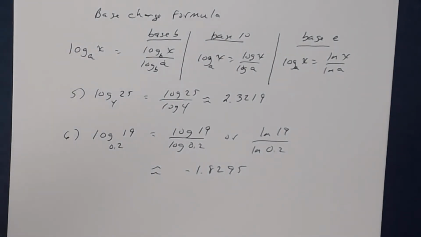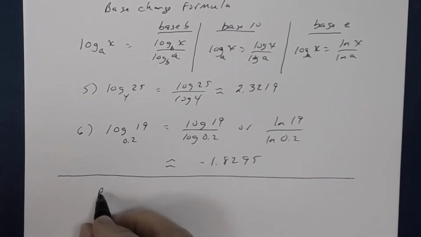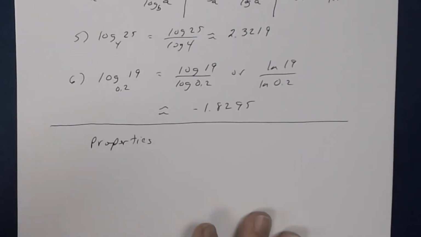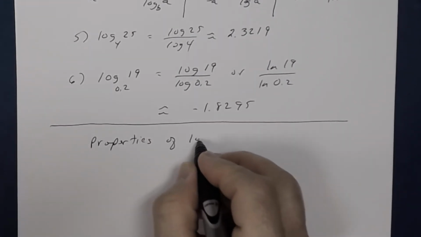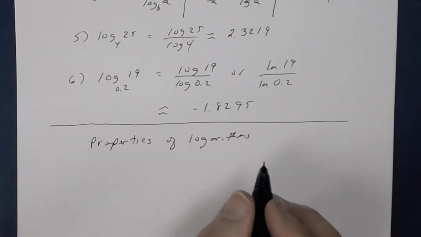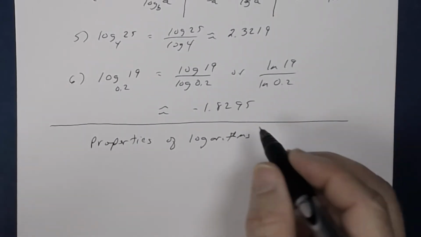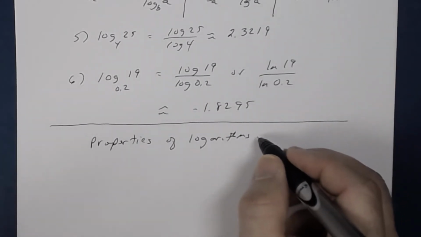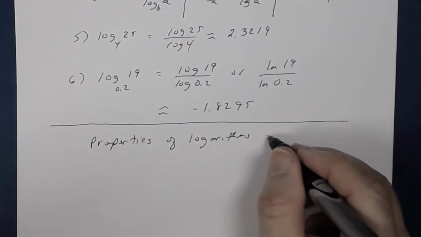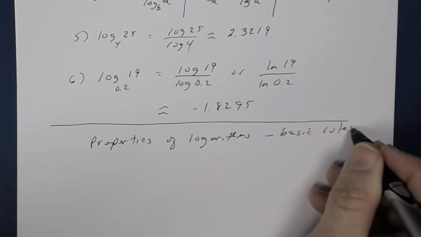All right, now let's talk about properties of logarithms. And these are going to be the basic rules. Now, in a previous lesson, you learned about other properties of logarithms. But here, there's some rules for these basic properties that we're about to look at.